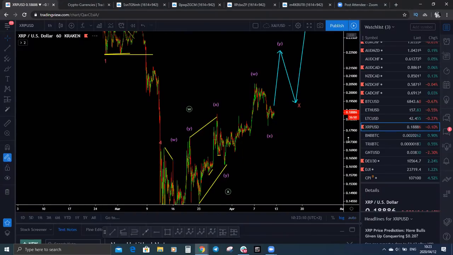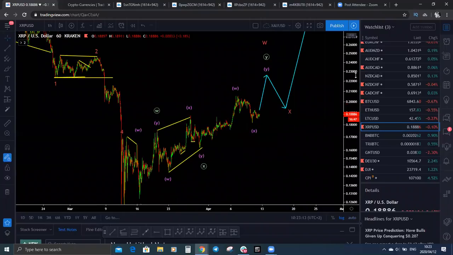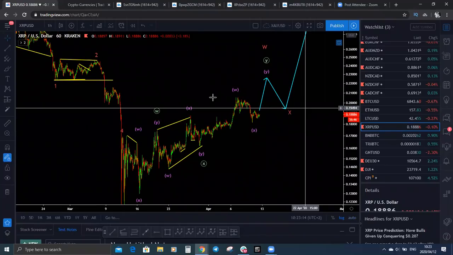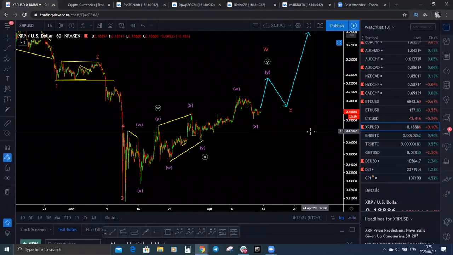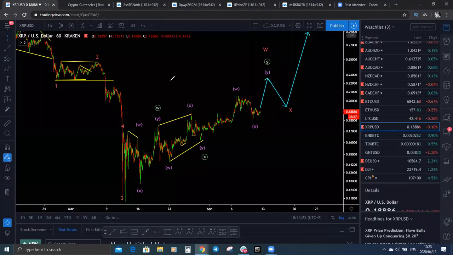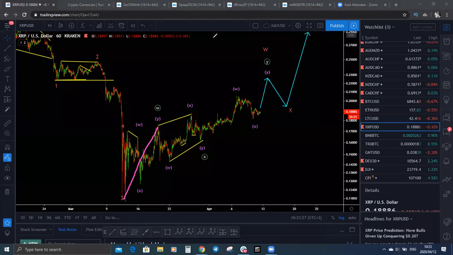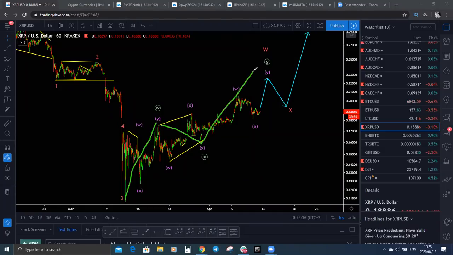Ripple. Let's look at Ripple. Ripple is a bit tricky. So we look at Ripple, but when you've clearly identified the structure, it becomes fairly straightforward. Now let's look at the green degree on Ripple. I'm going to follow it with the green. You've got W in green there. We've got 3 wave pullback in green. Now we're looking for the last 3 waves in green. So that's why we're looking for these last moves on the cryptocurrencies to the previous highs. So that's what we're looking for on the cryptocurrencies. 3 waves up. Now we're going to look for a deeper pullback.